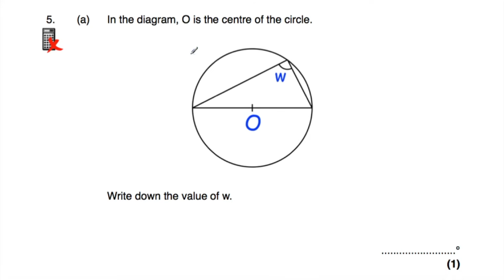Okay, let's have a look at our next question, question number 5. It says in the diagram, O is the centre of the circle. We've got this diameter and then we've got this angle W, and we've been asked to write down the value of W. Because this is a triangle inside of a semicircle, this angle would be 90 degrees. It's a right angle. So that means that W is 90 degrees.